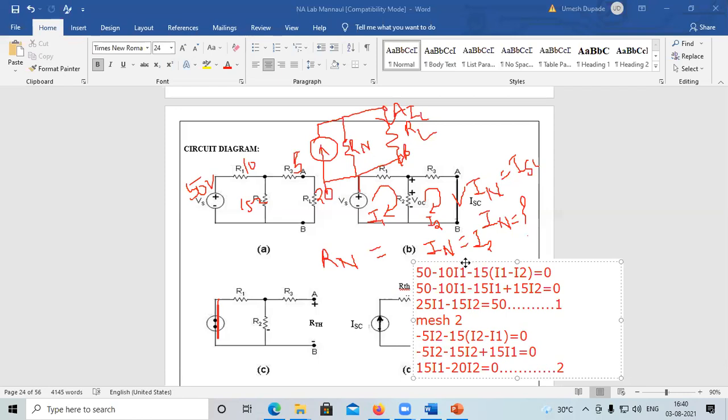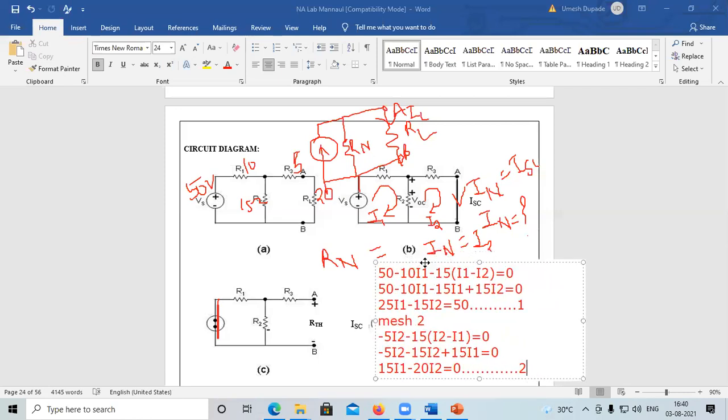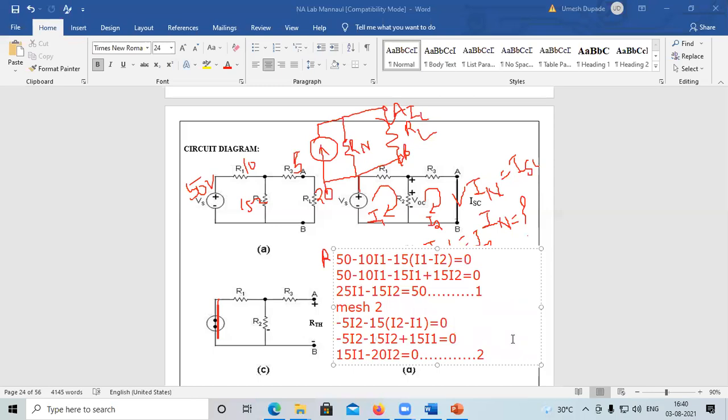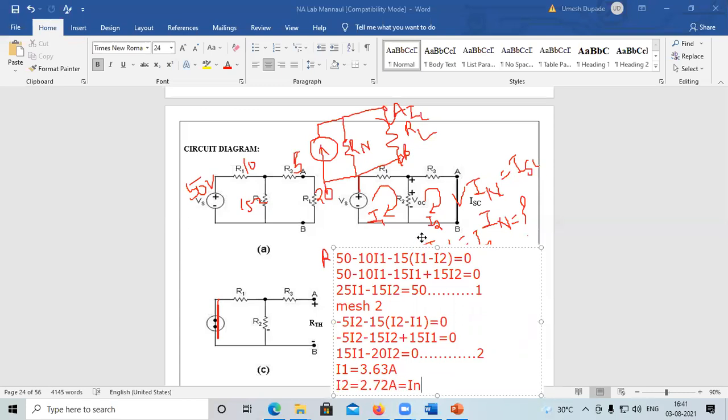Now calculate the value of currents I1 and I2. I1 आणि I2 ची व्हॅल्यू सांगा मला. किती येईल? कॅल्क्युलेटर मध्ये सॉल्व करा आणि सांगा. 3.63. I1 is equal to 3.63 ampere, and I2 is 2.72 ampere. So this I2 is nothing but IN. I2 हाच IN आहे ना, बरोबर ना? So value of I2 is nothing but IN. I2 ची व्हॅल्यू कॅल्क्युलेट केली.